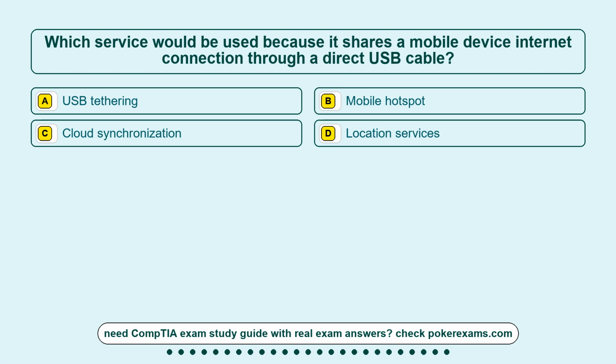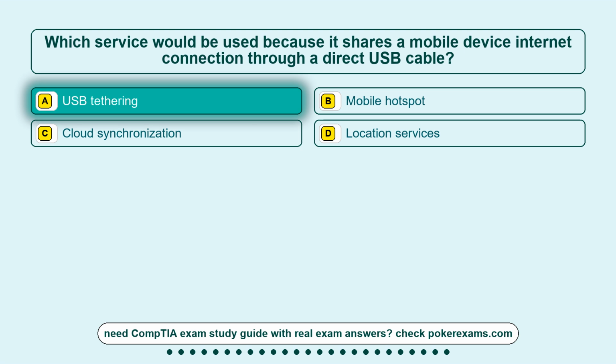Question 11. Which service would be used because it shares a mobile device internet connection through a direct USB cable? Option A, USB tethering. Option B, mobile hotspot. Option C, cloud synchronization. Option D, location services. The correct answer is option A, USB tethering.